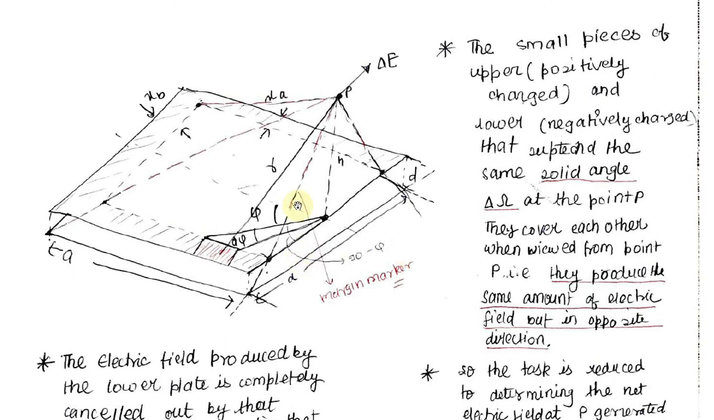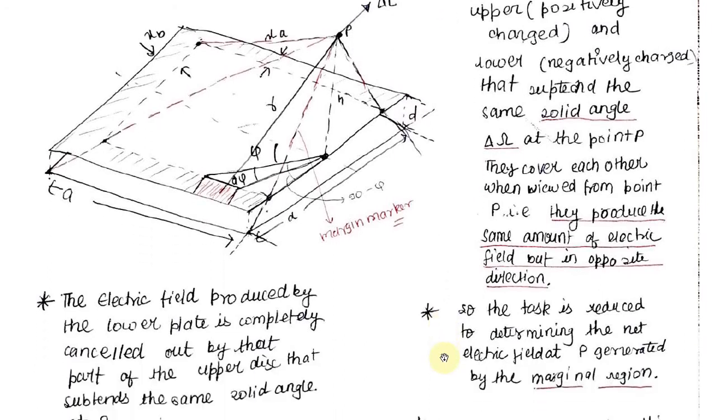Let us try to understand. The whole of the lower plate and the unshaded portion of the upper plate subtend the same solid angle, so the net electric field due to these combined will be zero, and all the electric field we get is from the margin elements. The margin elements will give the electric field at this point P. They produce the same amount of electric field but in opposite direction.